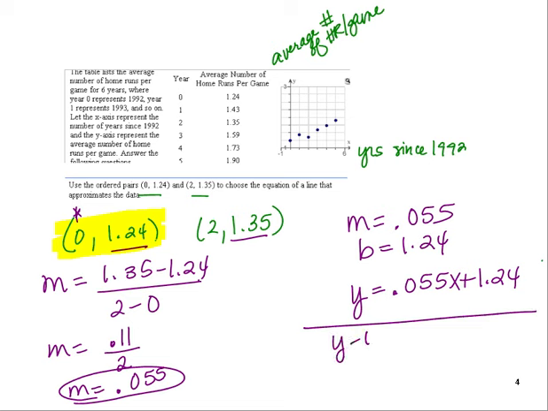Now, how else might you do that? You could have used the point slope form, and you could have plugged in a point. Doesn't really matter which one of those points we could plug in, and you would still get the same equation.